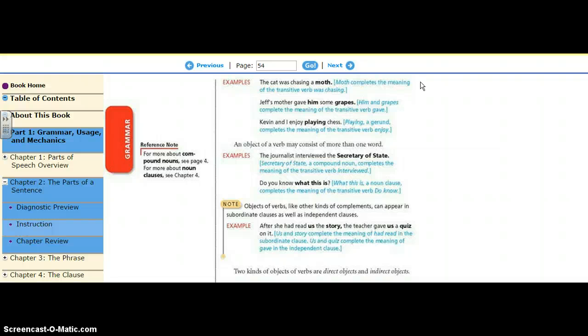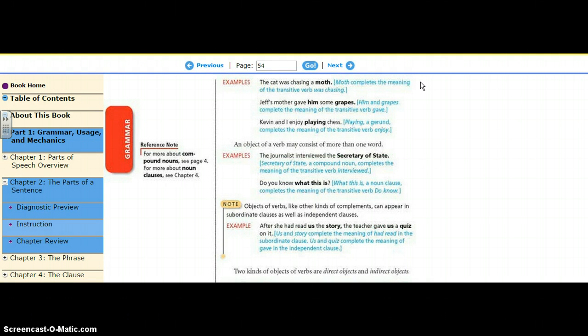An object of a verb may consist of more than one word. The journalist interviewed the Secretary of State. Secretary of State, a compound noun, completes the meaning of the transitive verb interviewed. Do you know what this is? What this is, a noun clause, completes the meaning of the transitive verb do know.